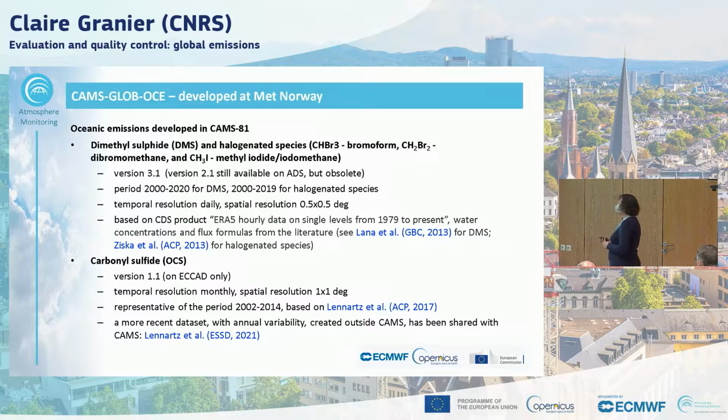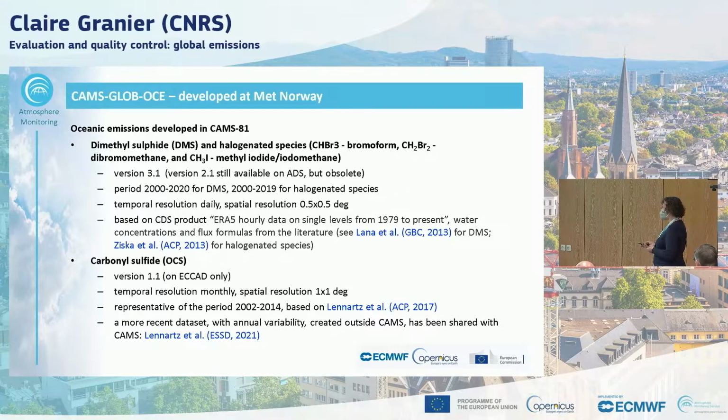So, I think the last data set is CAMS-GLOB-OCE, for oceans, developed by Michael Gauss and his colleagues at Met Norway. For now, we have emissions of DMS and halogenated species, version 3.1. It goes from 2000 to 2020 or 2019, depending on species, with spatial resolution 0.5 degrees. And it's based on water concentration formulas from the literature, and also on the ERA5 hourly data. So I've put here different references that describe this data.